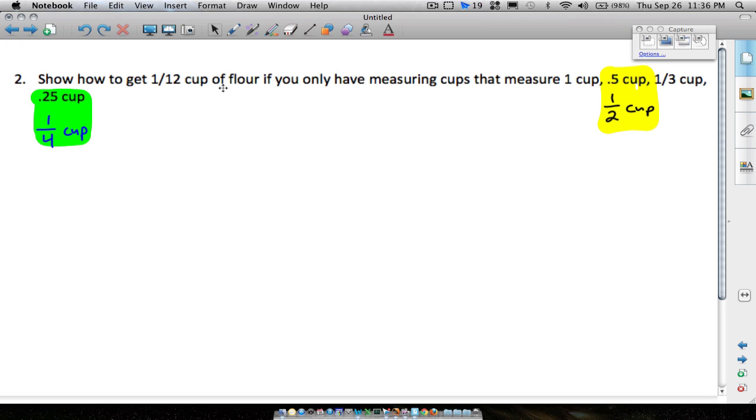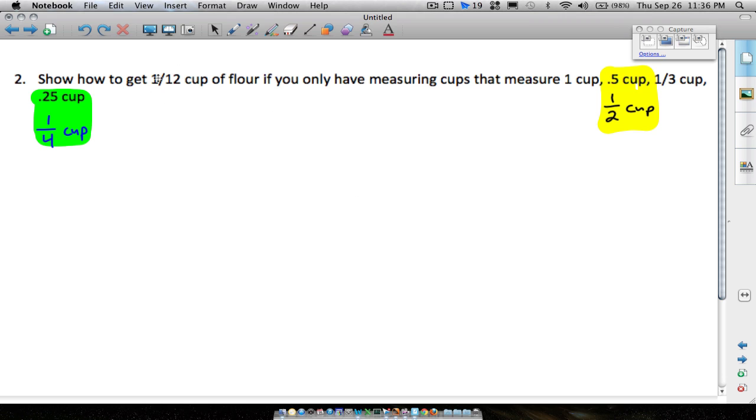So we want to show how to get 1/12 of a cup of flour if you only have measuring cups that measure 1 cup, 0.5 cup, or that means 5/10 of a cup. I like to think of a half. 0.5 is the same thing as a half a cup, 1/3 of a cup, and then we have 25 1/100ths of a cup. Well, 0.25, that's the same thing as a fourth.